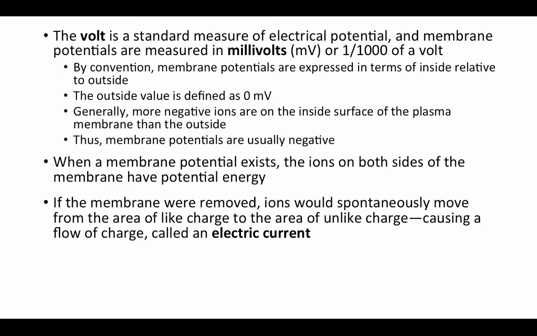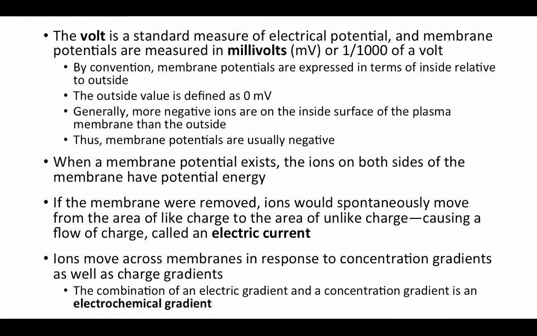So if the membrane were removed, ions would spontaneously move from the area of like charge to the area of unlike charge. And this movement of ions, this movement of charge, is called an electric current. So ions move across membranes in response to concentration gradients as well as these voltage or charge gradients. And so the combination, remember we've talked about this before, of an electric gradient or a voltage gradient and a concentration gradient is called an electrochemical gradient.